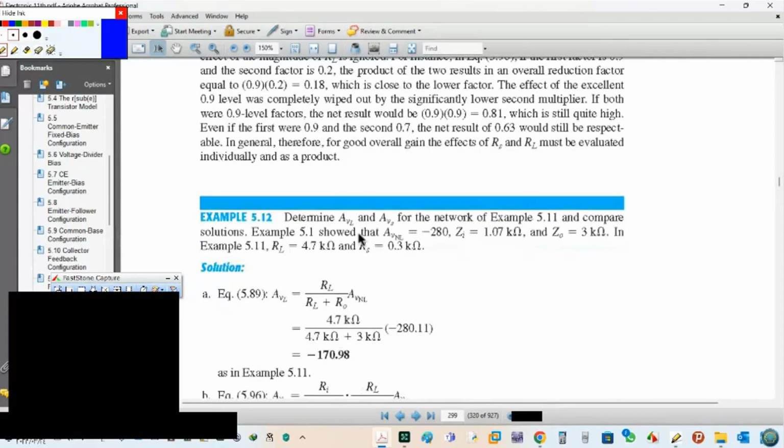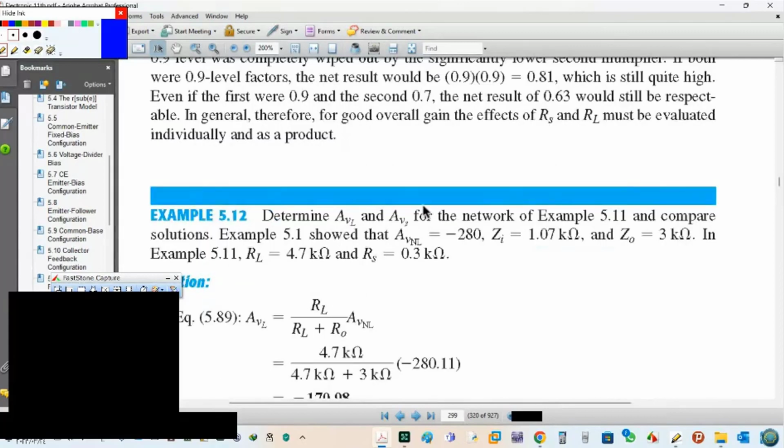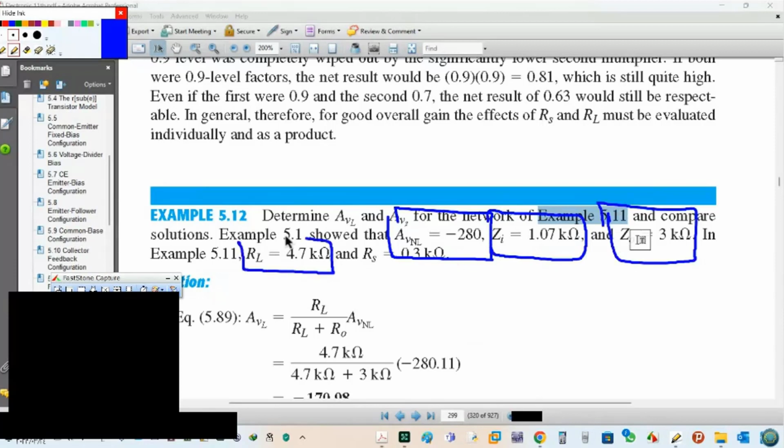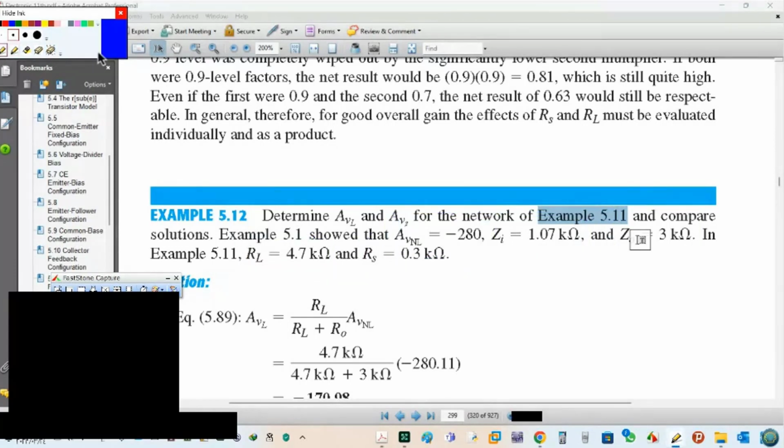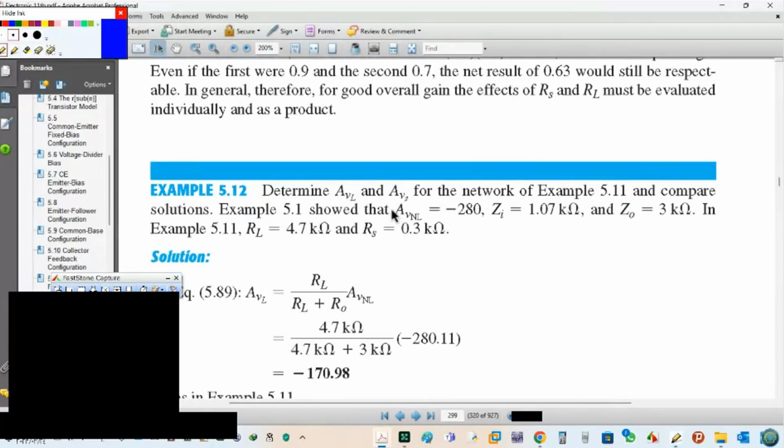Determine AV load and AVS for the network, example 5.11, based on 5.1. And in this one, see the question here, he gives me just AV no load, ZI, and ZO, and he also gives me RL and RS. So in this one, he gave me all parameters. So should I start with AV no load? What is the system? I don't know.